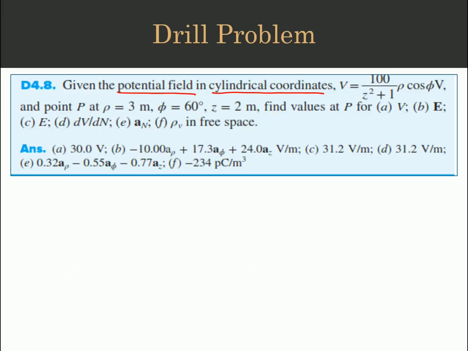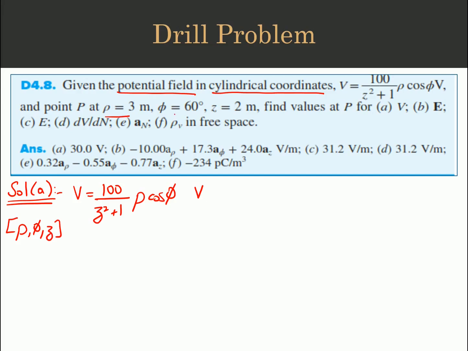So let us start the solution for the first part. The value given is that potential is equal to 100 divided by z square plus 1 rho cos of phi volts, and we have been given the values of the coordinate system, where the coordinates are rho, phi and z. So it is 3, 60 and 2 at point P. So we need to find the values at P.